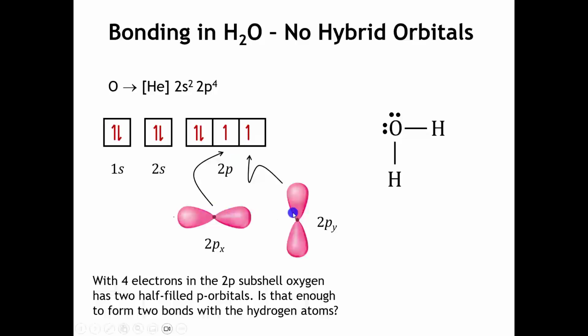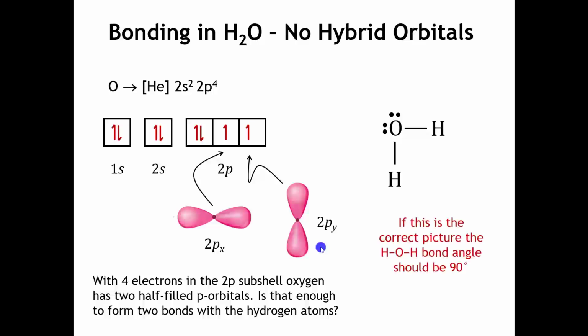Now, those 2 p orbitals would be at right angles to each other. Here, I'm just arbitrarily calling one the 2px and the other the 2py. And if I did overlap just those atomic orbitals with the hydrogens, then I would get something that looks like this. Because the 2p orbitals are perpendicular to each other, that means this hydrogen-oxygen-hydrogen bond angle should be 90 degrees. That's an experimental thing that we can measure and compare to our bonding theory.